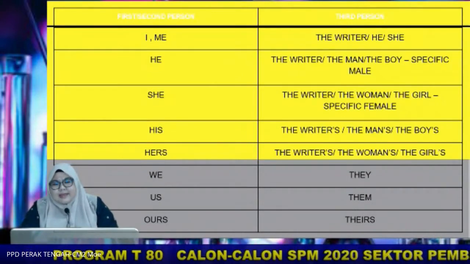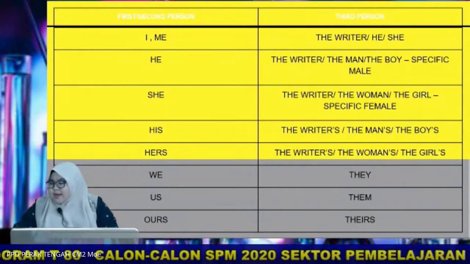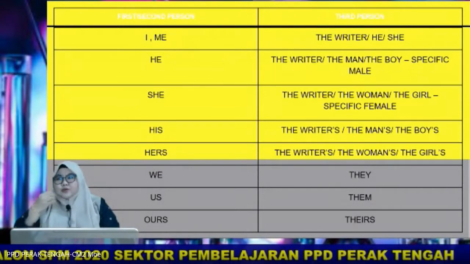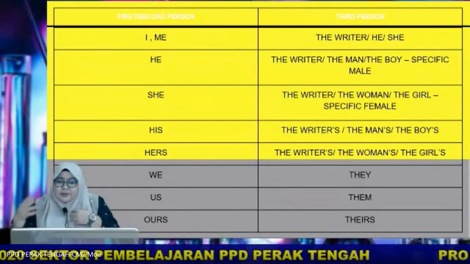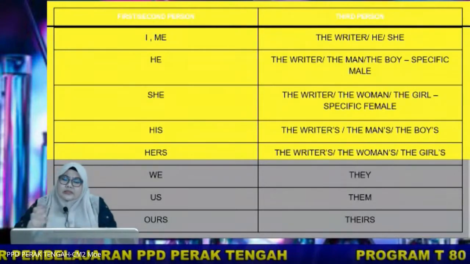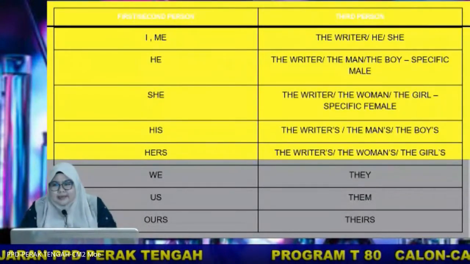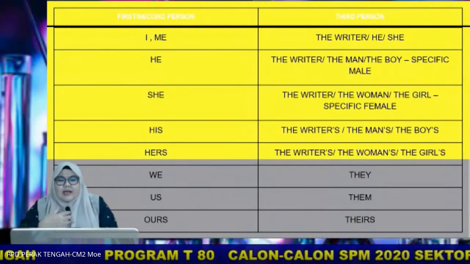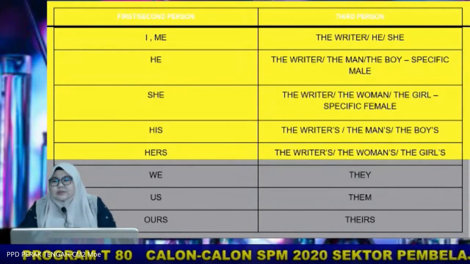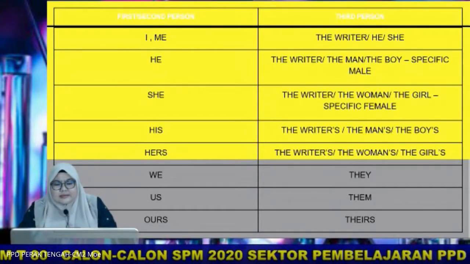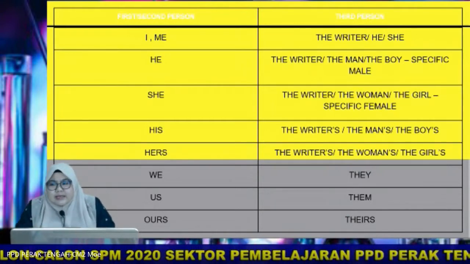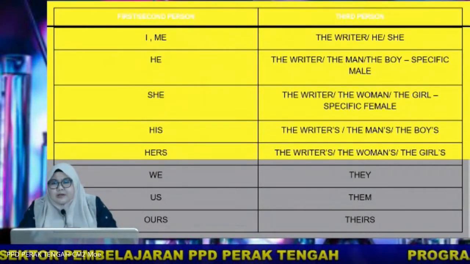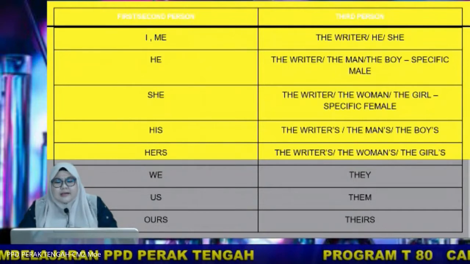And then when the text states that we went to the picnic, when you write the summary, we have to change the pronoun because we didn't go to the picnic. So we change it into the third person, which is they. They went to the picnic. We change we into they, us into them, ours into theirs. So these are examples of the pronouns that you need to change when you write the summary.